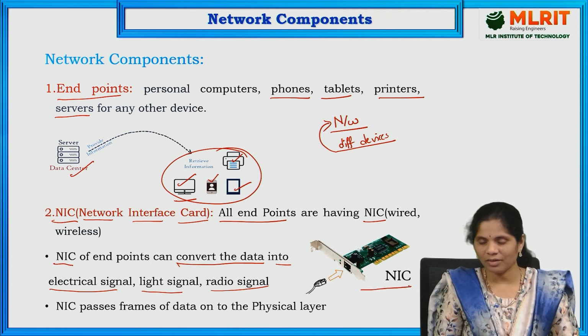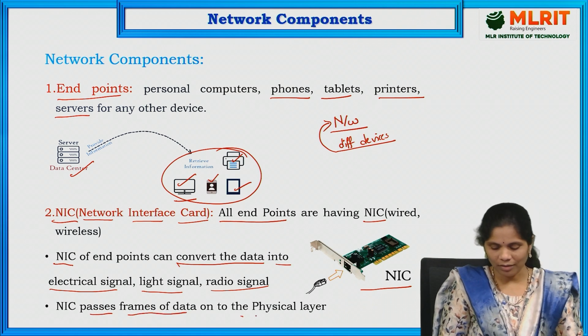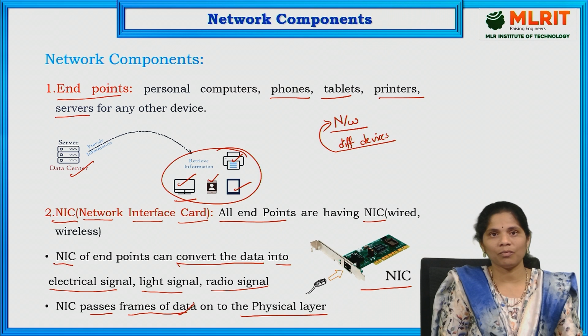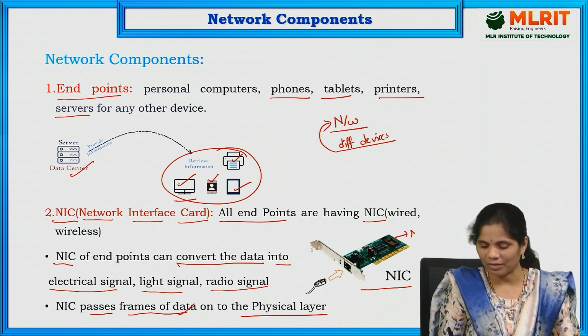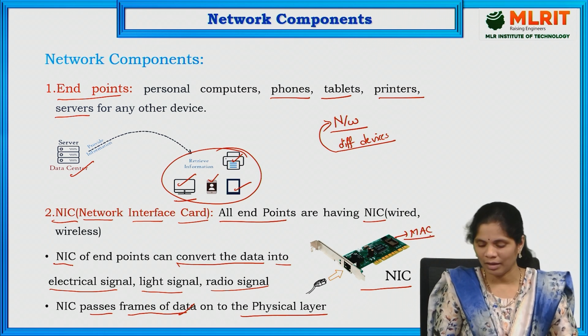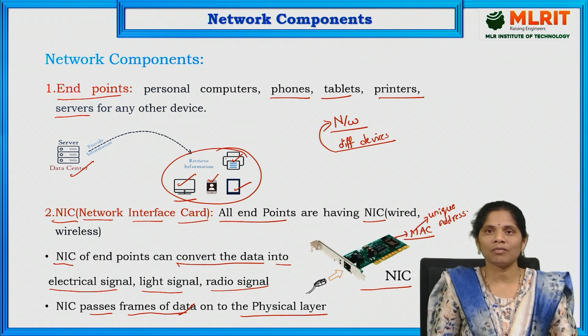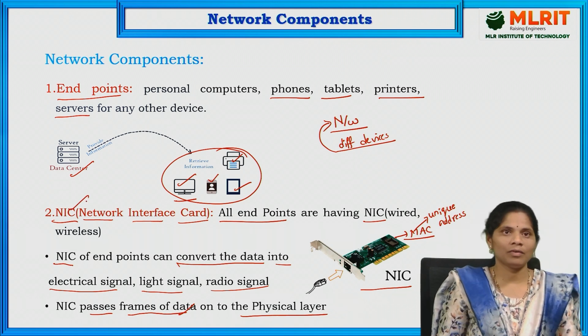This is the picture of a NIC. This NIC passes the frames of data to the physical layer. At the same time, this NIC has the MAC address. MAC is nothing but Media Access Control address. It is a unique address. Mainly this address is used for transferring the data from one device to another device. This is the next component of a computer network.